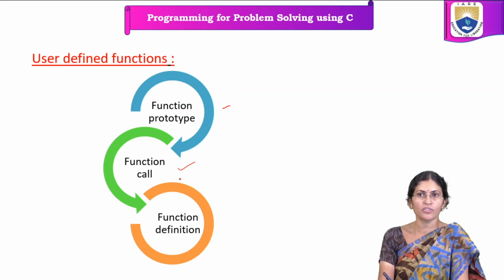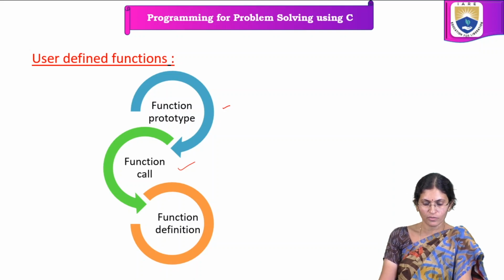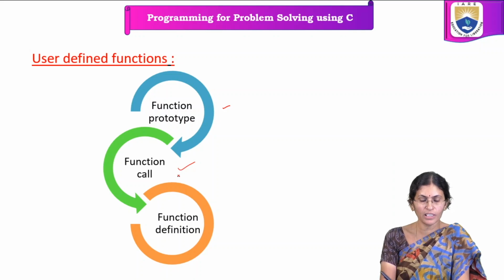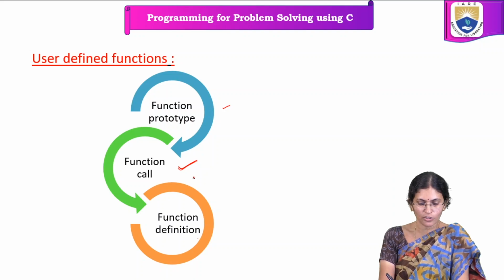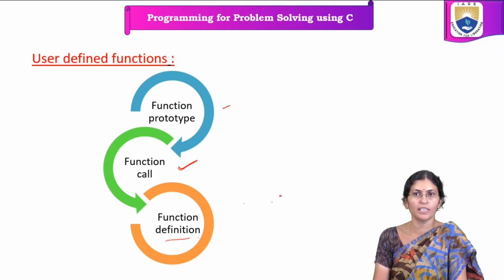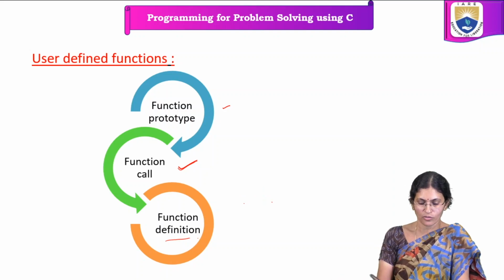Next, function call. Inside the main function, whenever we need to use the function, we need to call the function. That is done with the help of this function call. Whenever there is a function call in the main function, control is automatically transferred to the function definition. In the function definition, we have the return type of the function, the name of the function, and then the parameters.